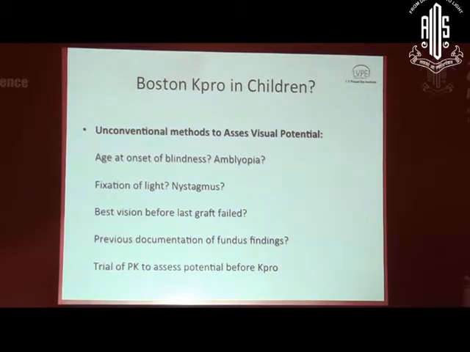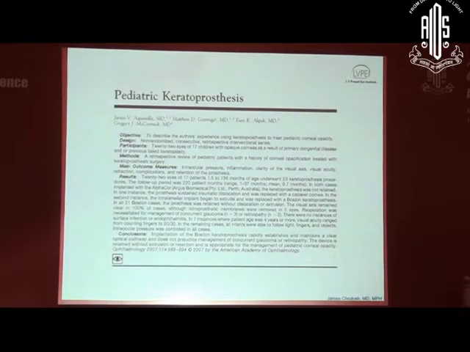So fixation of light, looking at if the patient has nystagmus, if the patient has had a graft before, what kind of visual acuity that patient achieved with that graft, and if there's any previous documentation of fundus findings, or you can take a step back, do a trial of keratoplasty first, refract the patient and see if the patient's vision improved before doing something more dramatic like a keratoprosthesis. So there's very little information available in the literature on pediatric keratoprosthesis. There's this paper by Professor Kpro, where he's done the Kpro and the Boston type 1, and where he said that the outcomes of the Boston type 1 were better, the retention was better, some patients did achieve good visual acuity, but many patients remained amblyopic, and although they retained the prosthesis, they just had hand motions or light perception.